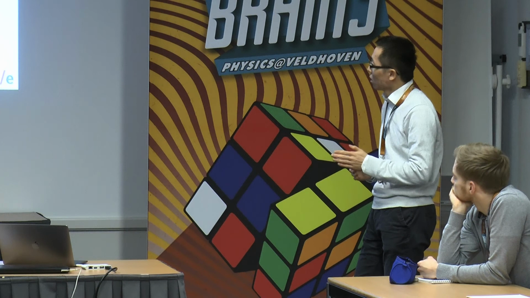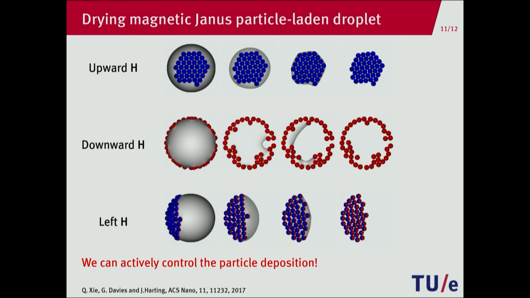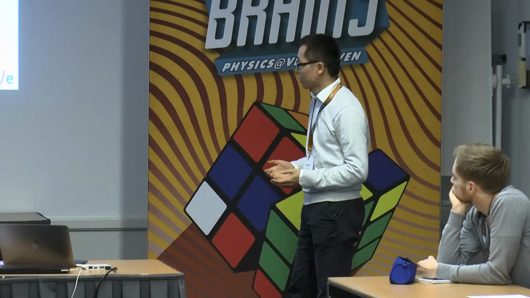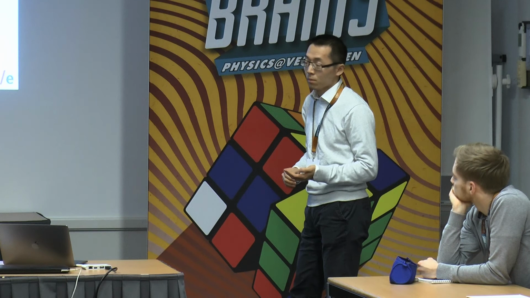And when the magnetic field is left, then we see the particles move to the left, and the particles also pin the contact angle. So here you see the contact line on the right side recedes, while the contact line on the left side keeps pinning, and finally a looser particle arrangement is left on the substrate. So we show now we can actively control the particle deposition by varying the magnetic field direction.